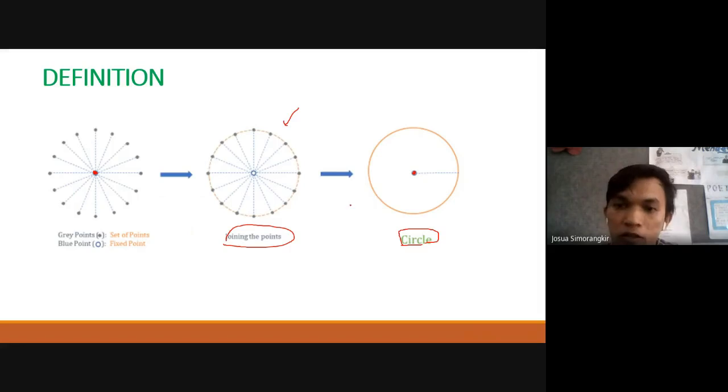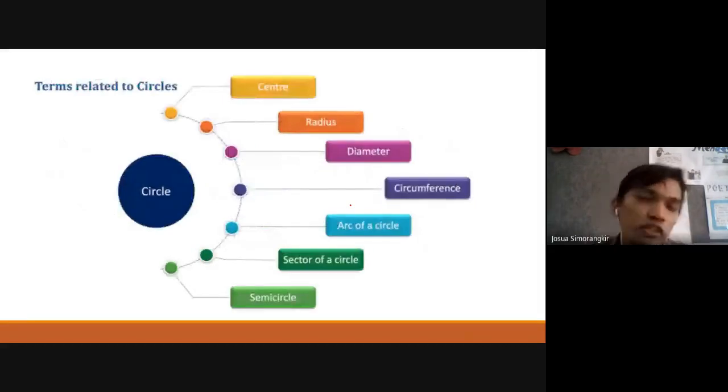Now, this is what we are going to discuss today: the properties, or the things that we have to know about a circle. First, the center. Second, the radius, the diameter, and the circumference, and next the arc of a circle, the sector of a circle, and the semicircle. So these are the things that we are going to study.